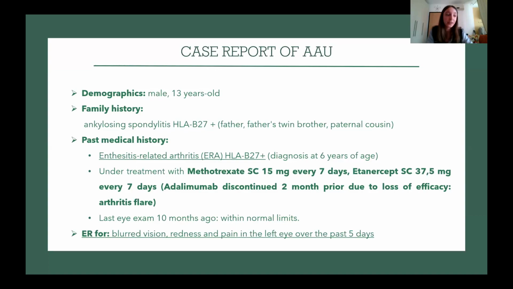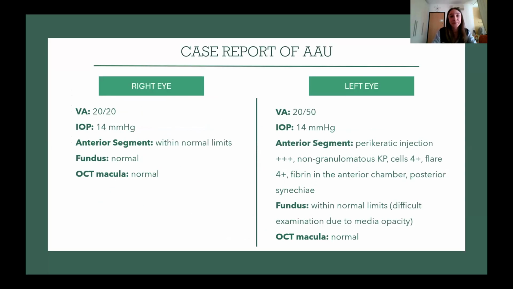loss of efficacy. He presented with acute anterior uveitis, experiencing blurred vision, redness, and pain in the left eye over the past 5 days. His last eye exam was 10 months ago, and everything was within normal limits.